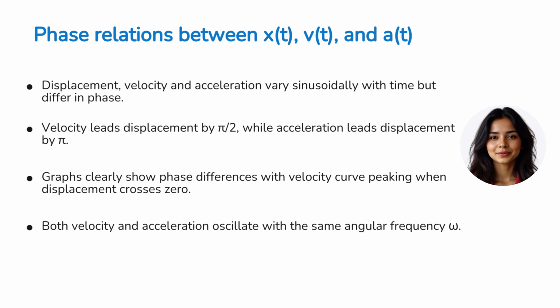Hey there! Ever seen those cool graphs where displacement, velocity, and acceleration all wave up and down but don't quite match? That's because in simple harmonic motion, these quantities oscillate together but with different timing or phase. Think of displacement as the main beat and velocity and acceleration as DJs remixing the tune with their own spins.